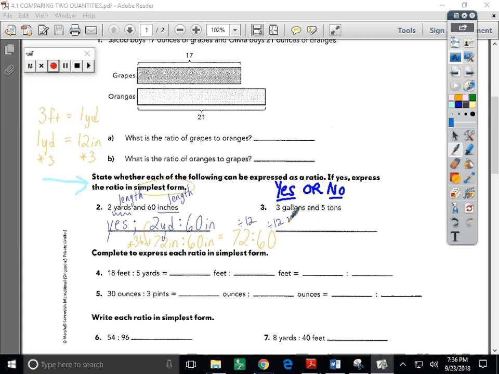How many 12s in 72? Well, the answer is 6. How many 12s in 60? Well, the answer here is 5. 5 times 12, check that. Yep. 50 plus 10, that's 60. 6 times 12, yep, that's 72. Is this in simplest form? Indeed it is. It's a final answer.